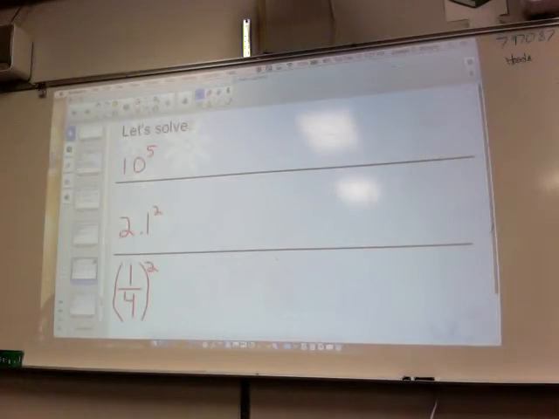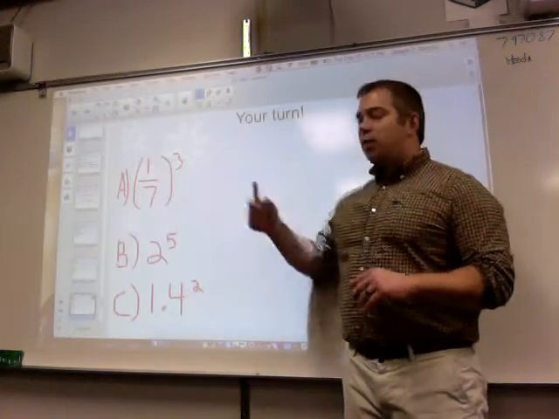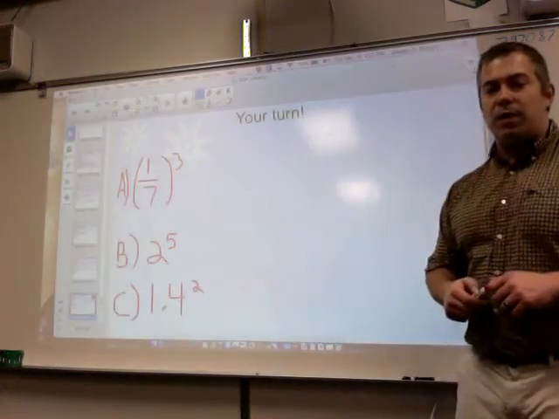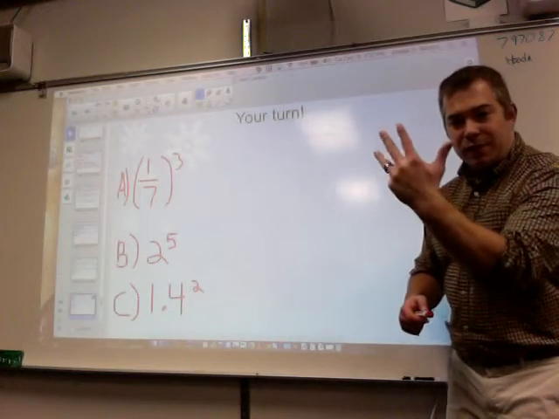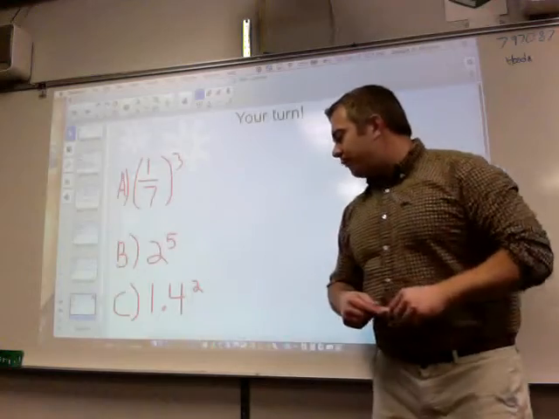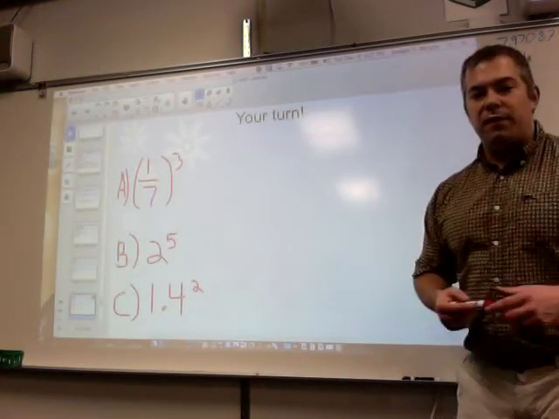Good. Anyways, back to your turn. You guys have A is 1/7 cubed. B is 2 to the 5th power. So that's going to be 2 times 2 times 2 times 2 times 2. I have 5 fingers there. You could do that all on your own. And 1.4 squared is going to be, or 1 4/10 squared is going to be 1 4/10 times 1 4/10.